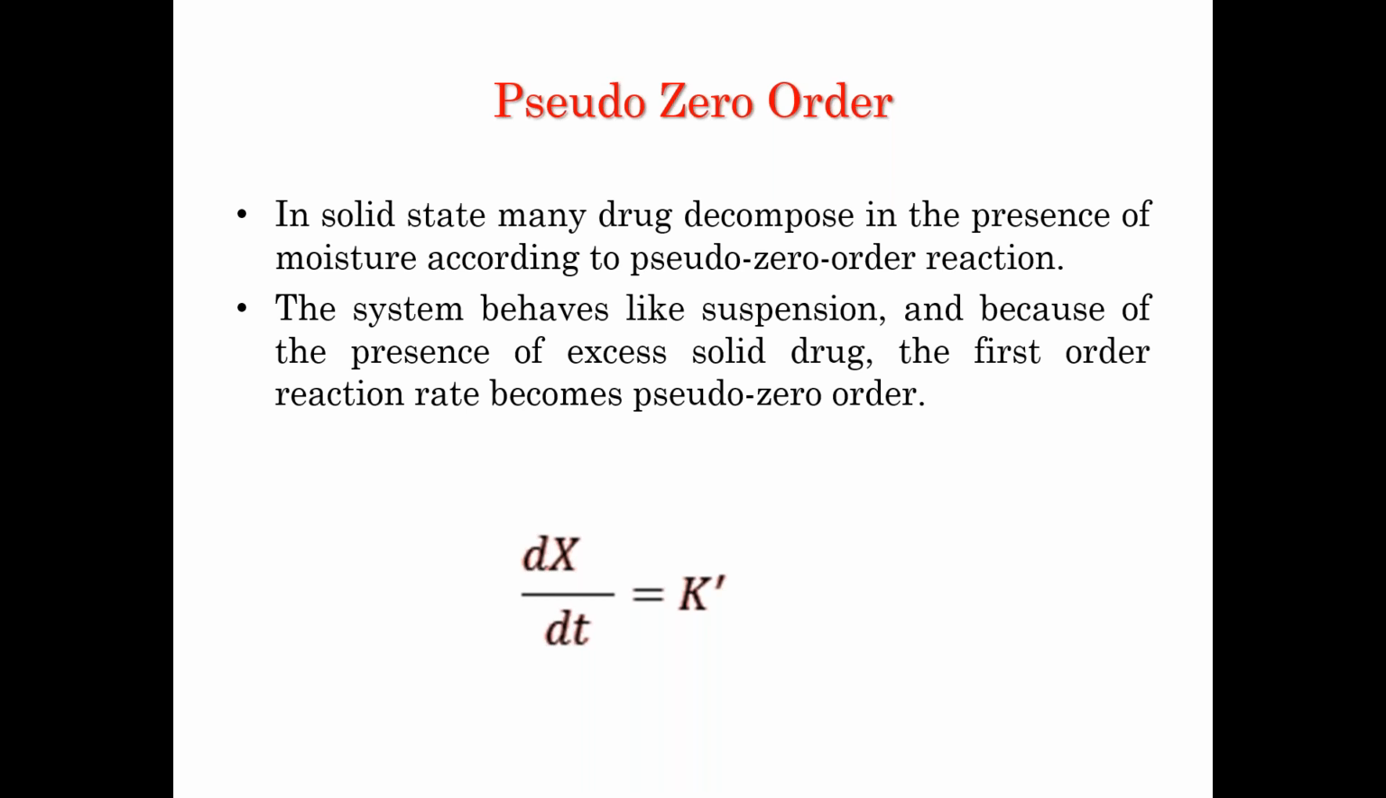But in case of suspension, the dispersed phase, that is the solvent phase, is much more than that of the dispersed phase. That's the difference. So the pseudo order is represented by K dash.